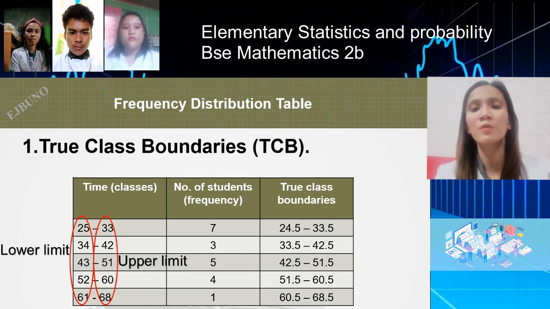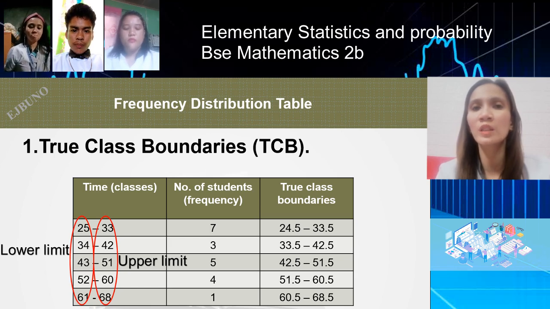This table came from the data of example number 1. As you can see in the table, the red circle shows the lower limit and the upper limit. The table shows the true class boundaries, wherein the lower true class boundary is equal to the lower limit minus 0.5, and the upper true class boundary is equal to the upper limit plus 0.5.